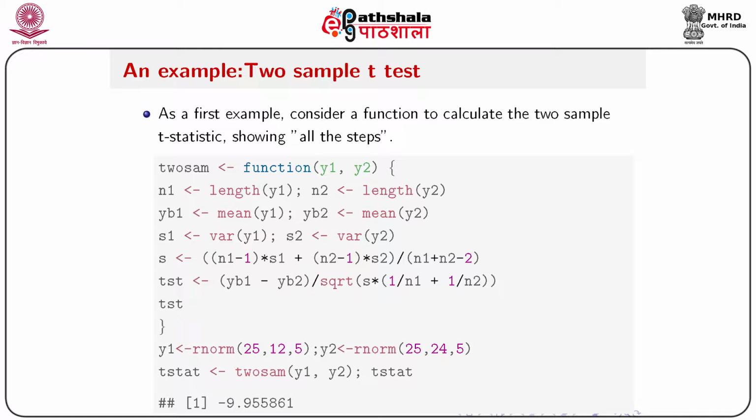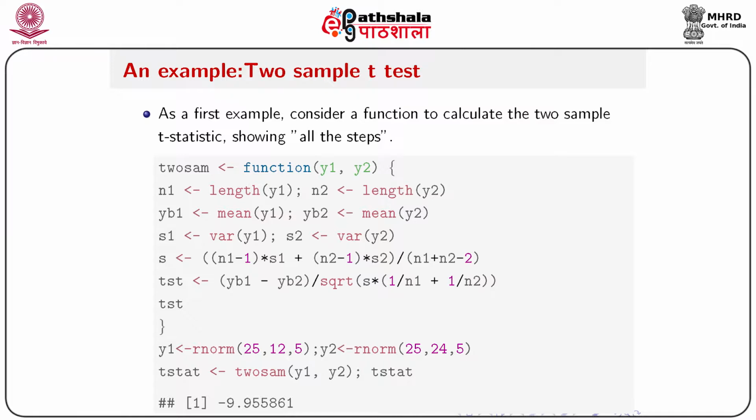And the TST, the test statistic, equals yb1 minus yb2 divided by the square root of s into 1 by n1 plus 1 by n2, and the value that would be returned is TST. You can write TST or return TST. In either of the two ways you can return the value. So here I developed a function that will give you the t statistic value.